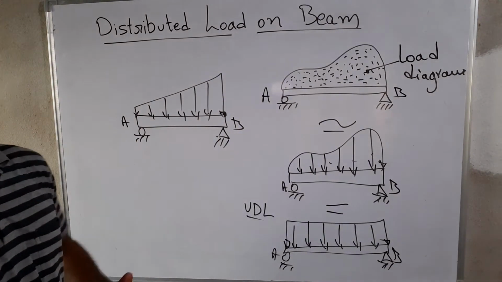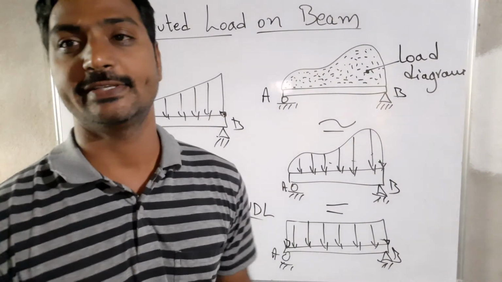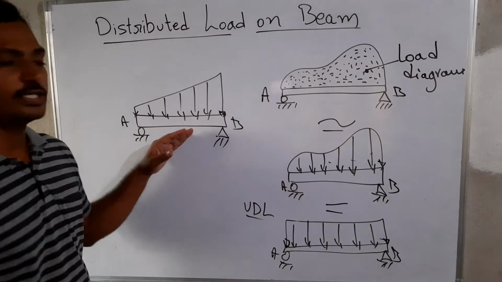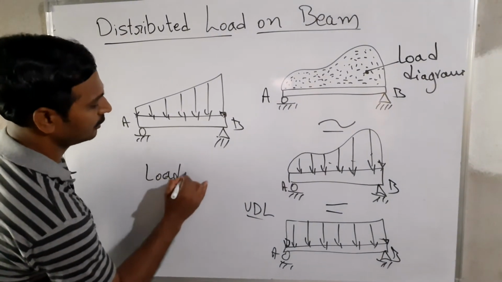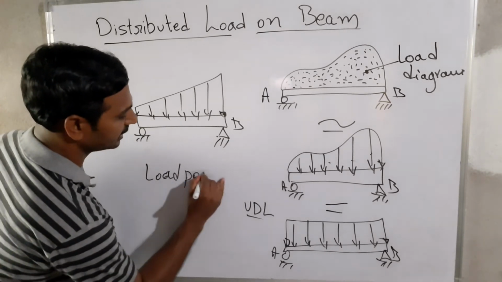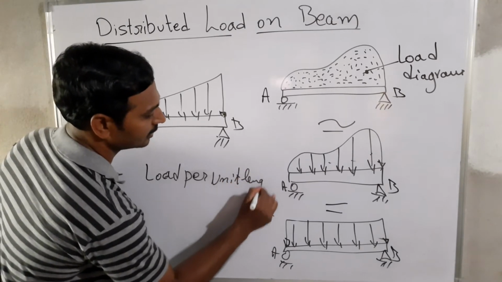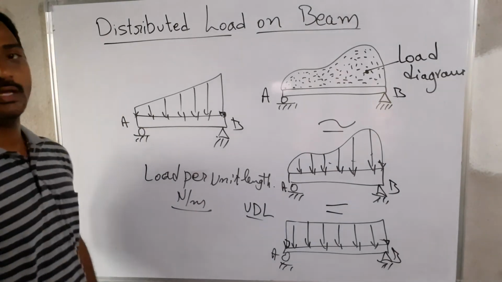So what will happen? The mathematical or engineering analysis is going to be very easy. So in this one, how is the load going to be represented? That means the load per unit length. So that is how I represent load per unit length, in Newton per meter.